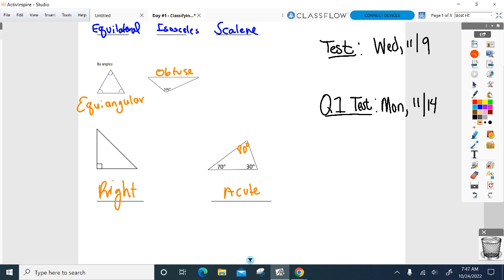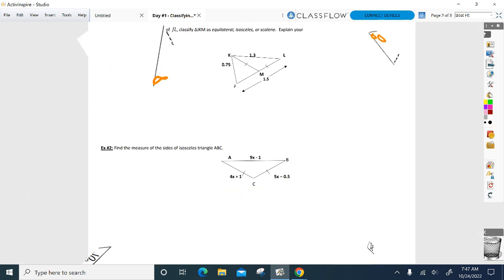Today's going to be a short day of notes, I hope, anyway. We'll see. Anything? All right. Let's start naming triangles then.